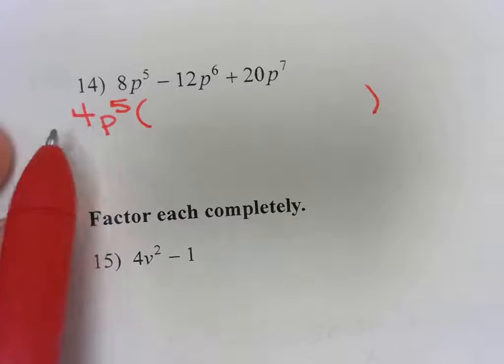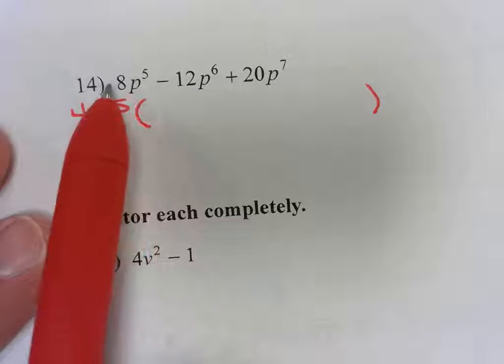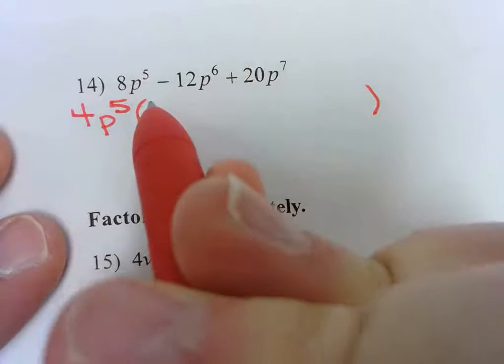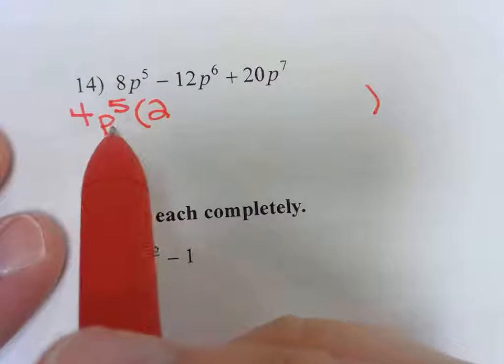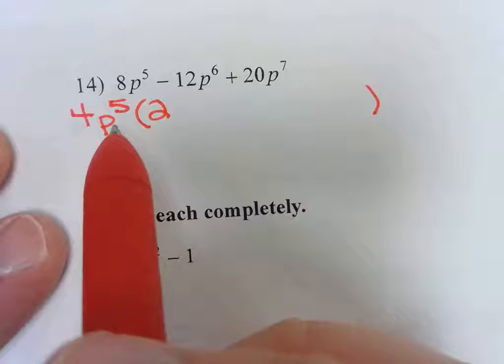Okay, let's think about distributing. 4 times what gives me 8? 2. And I started with 8p to the 5th, and I took out a p to the 5th, so do I have any p's left? No.